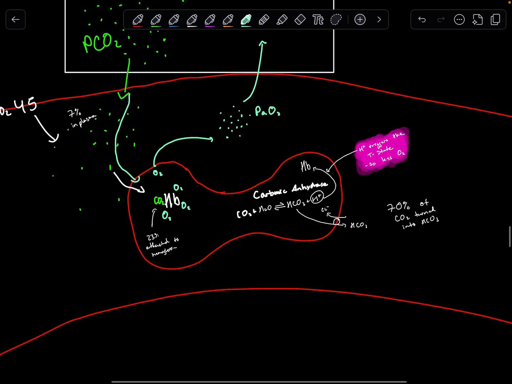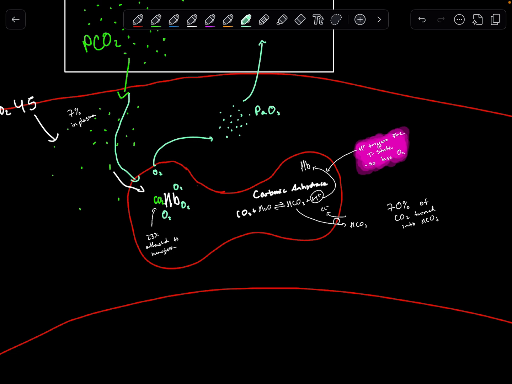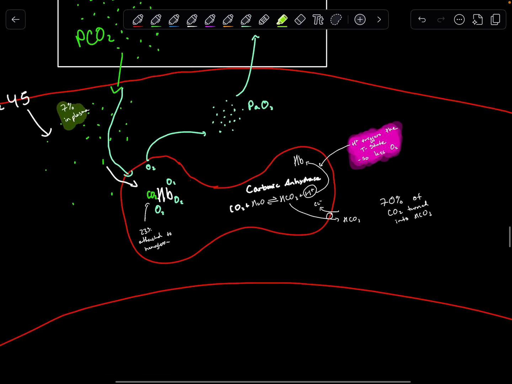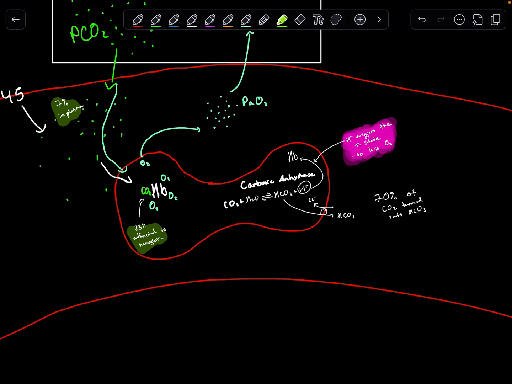And then just to briefly talk about where CO2 is found during this exchange. 7% will be found in the plasma, 23% will be attached to hemoglobin, and then 70% will actually be converted into carbonic acid, HCO3, bicarb, and that's how it will go through the blood. Yeah, and then I think we'll go back up to here.